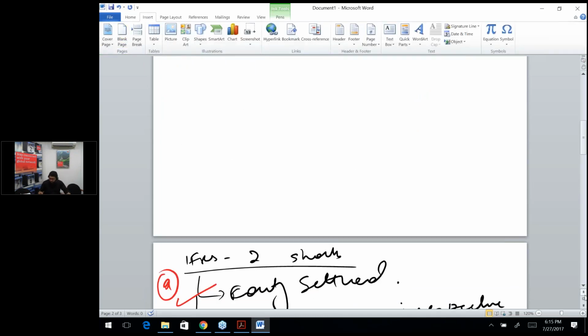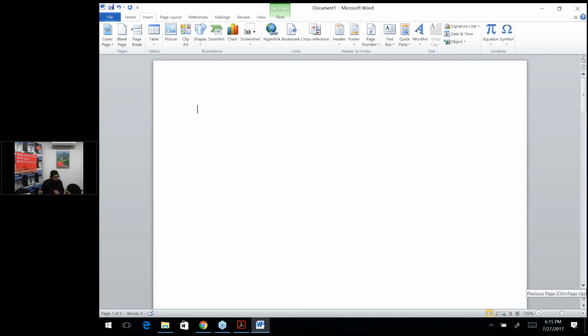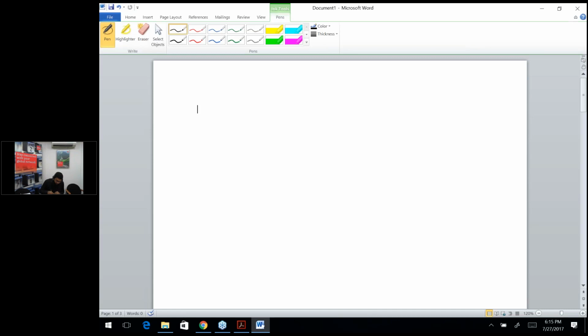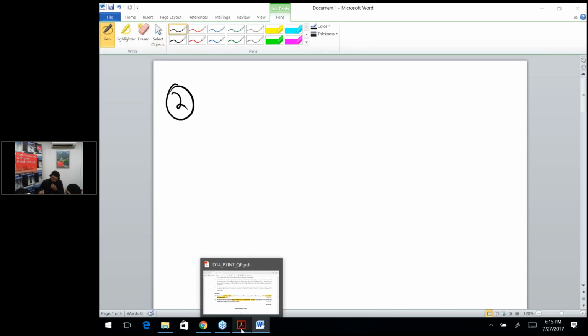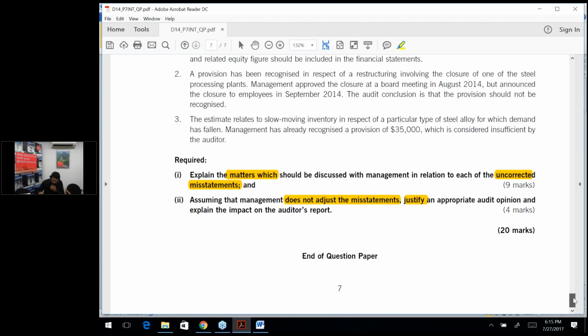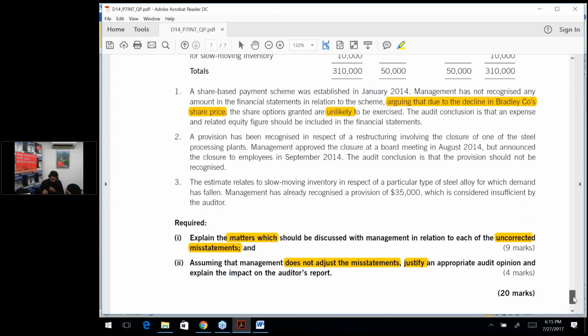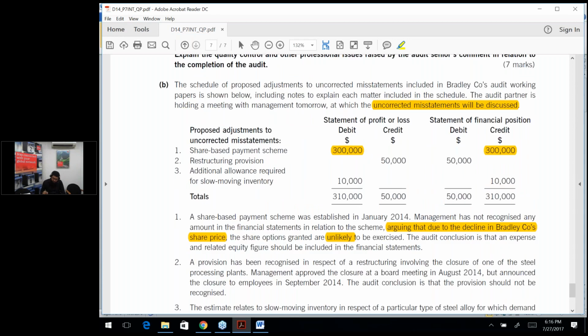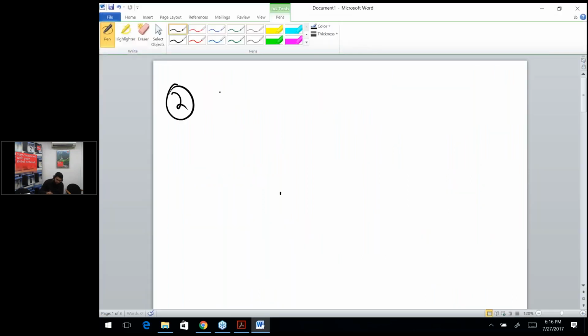Okay, so we are done with it. That's one part. Now, the number two part here is basically what the question's requirement is about. It says restructuring provision. For this, it says the profit and loss account should be credited and the statement of financial position should be debited. That means, what is he trying to do? He's saying you do the SOFP debit and the profit and loss account credit by 50,000.